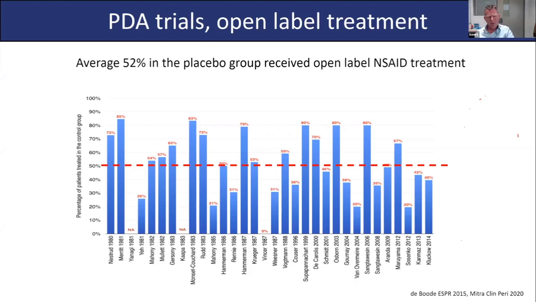This is maybe the most difficult part of the methodological issues in PDA trials. What happened is that lots of babies in the placebo group were allowed to receive open label treatment. And this happened at an average of 52% in all the trials thus far, which reported on this particular outcome. Now it sounds trivial, but what it is, these trials are actually not placebo-controlled trials, and I'll try to explain that in the next few slides.